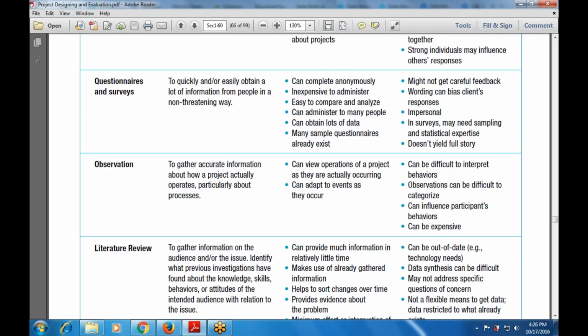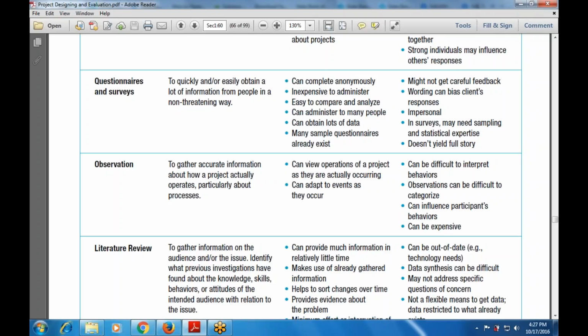What are the various processes that operate over here? Then what are the various advantages? First advantage is that we can view operations of a project as they are actually occurring. Whatever the scenarios, whatever the tools, they are actually occurring in the observation. Then it can adapt to events as they occur. So it can adapt to whatever event is available. Now, what are the various limitations?